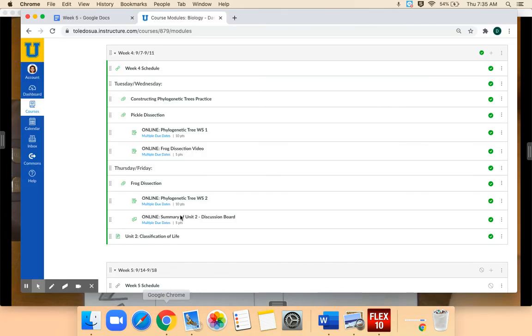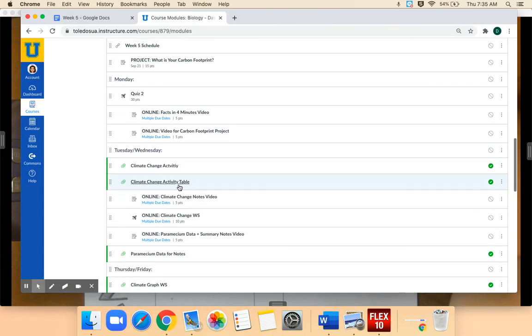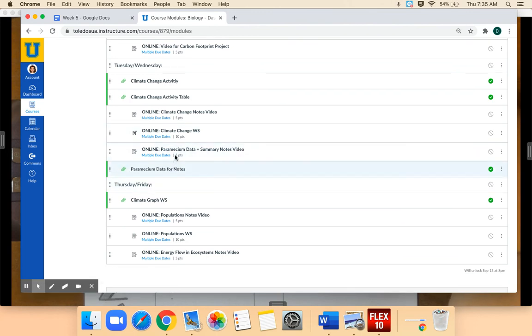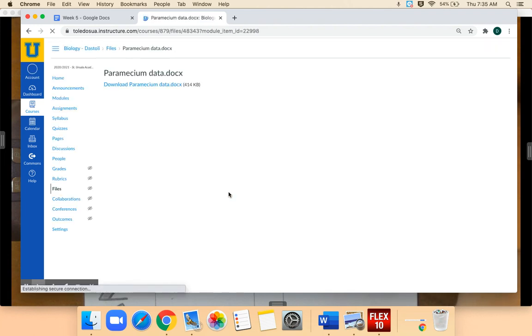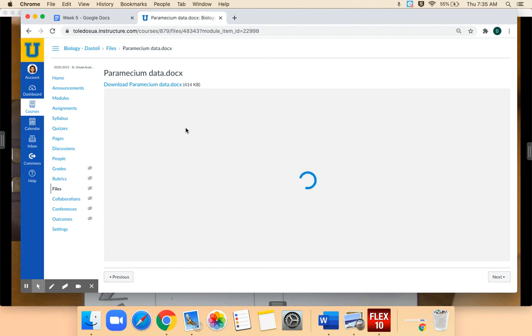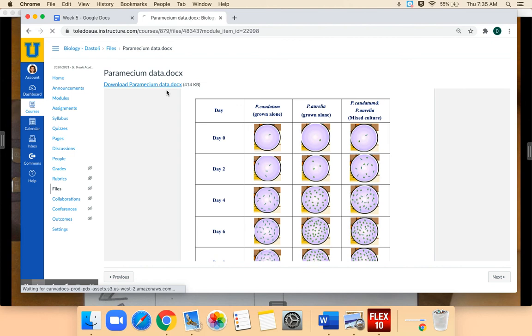So you're going to go into Canvas, and in week 5, you can get it two ways. You can get it through the online Paramecium data and summary notes video, or there is also a link that will take you to a PDF of that data. Either way you decide, that will get you the data and the information that we are going to be using for this video.